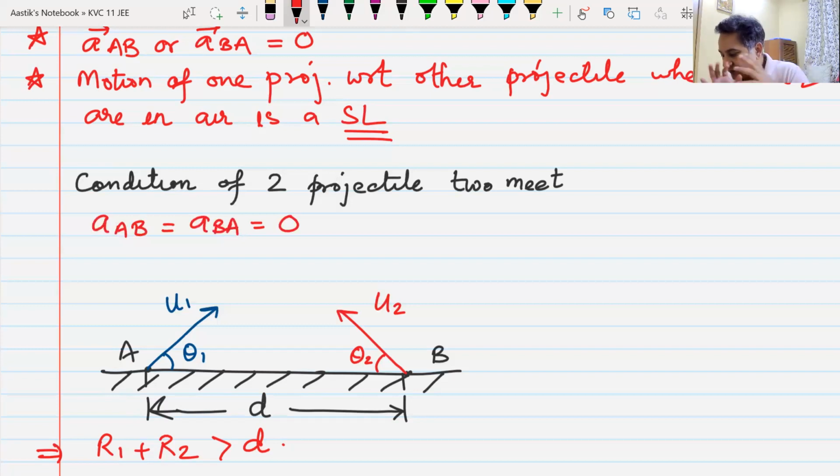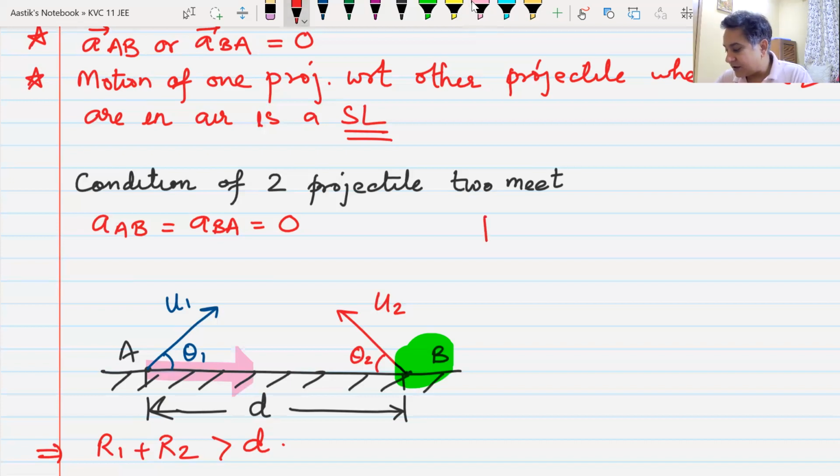What will be the condition of these two projectiles to meet? To understand that condition, and you will just remember it as a point, you will become any one of these particles. You can become B. Now, if you become B, then B is not going anywhere. A should go wherever A has to go. Now, if B is not going anywhere, the relative velocity of A with respect to B should be along the line AB. Yes or no?